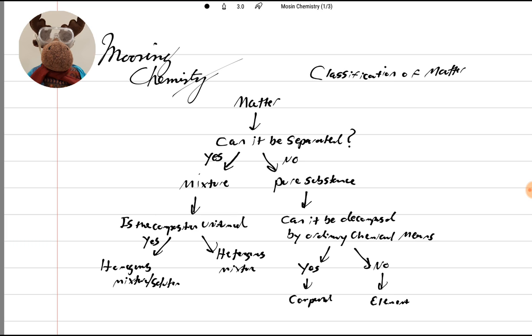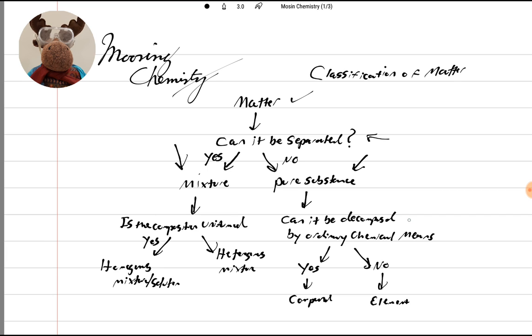So anyway, to review real quickly, classification of matter. Matter is anything that takes up space and has mass. Can it be separated? If it can, then we have something called a mixture. If it cannot, then you have a pure substance. If it is a pure substance, you have either compounds or elements as far as that goes.